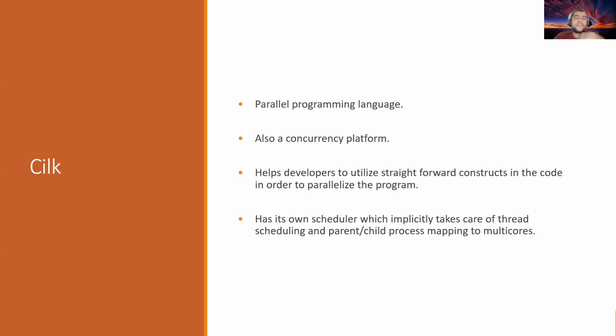Then Silk, like you mentioned, it's a functional programming language, and it's a parallel programming language. Obviously, inherently it's parallel, and it also has a concurrency platform. I included it in tools because one of the main features is that it helps developers utilize straightforward constructs. They have some predefined constructs that you can just import and use to run your code. It also has its own scheduler which takes care of the thread scheduling, and all the issues that we discussed earlier, like parent child process mapping to multi-cores and all that stuff.